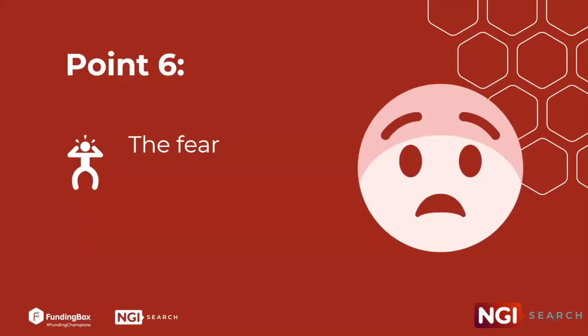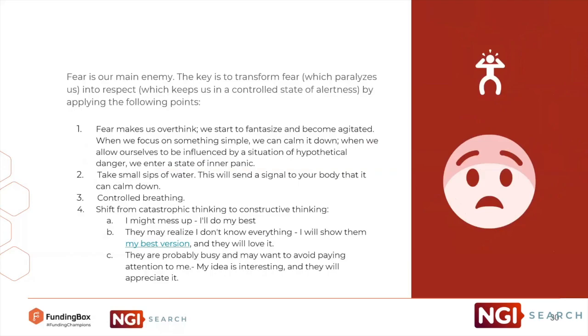Point six, what about the fear? Well, fear is our main enemy, okay? And here's the key. The key is to transform fear, which paralyzes us, into respect, which keeps us in a controlled state of alertness by applying these points. Okay? Point one, fear makes us overthink. We start to fantasize and become, you know, agitated, things like that.